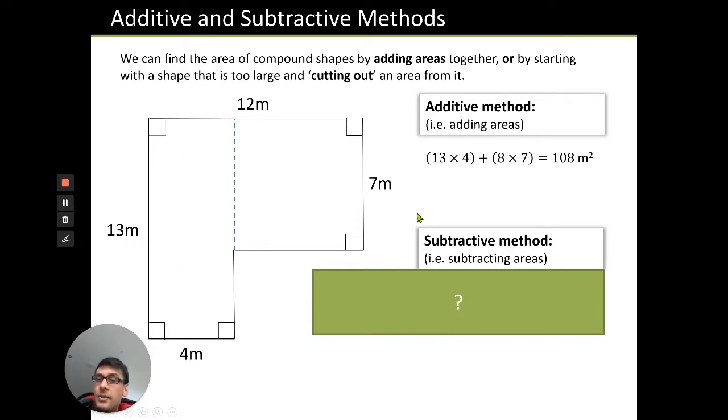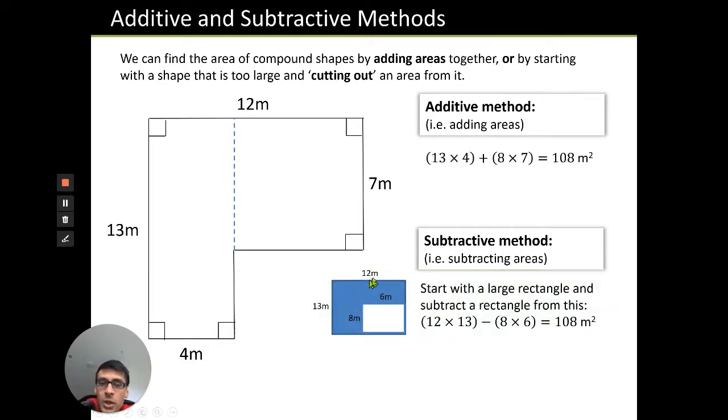And the subtractive method is if you were to treat this whole thing as a massive rectangle and then take away this bit. So just a little sketch there, you would do 12 times 13 take away 6 times 8. Either way, you'll get the same answer. Either way is as good as the other, but we're going to look at some shapes where choosing which of these methods to use is going to be crucial.